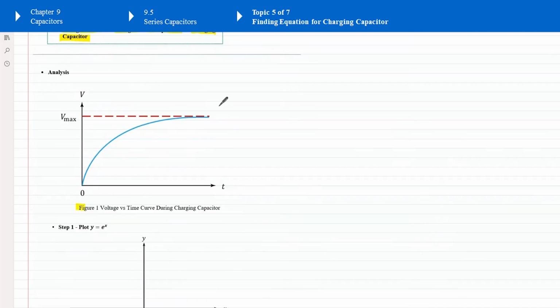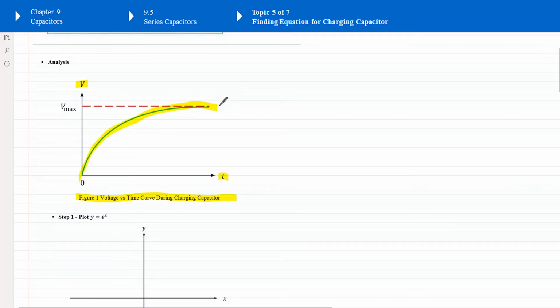This is the voltage versus time curve for charging a capacitor. We're going to spend our entire lesson working to get the equation of this curve. We want to find the equation that describes this curve.